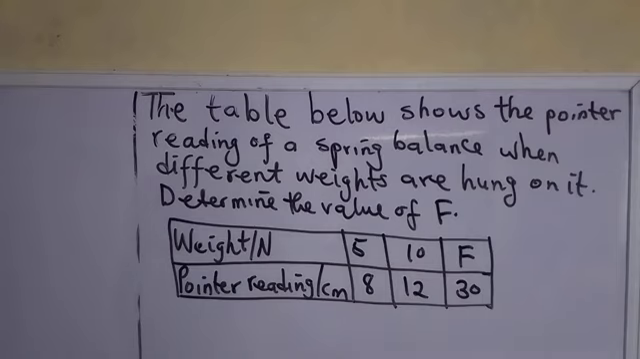The question is, the table below shows the pointer reading of a spring balance when different weights are hung on it. Determine the value of F. And here the weights are 5 Newton, 10 Newton, and F Newton. Of course, the corresponding pointer extension readings are 8 cm, 12 cm, and 30 cm.